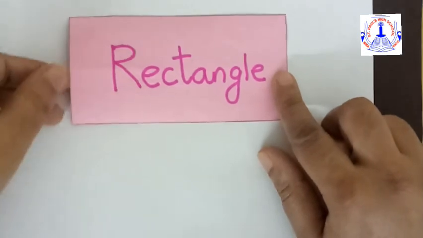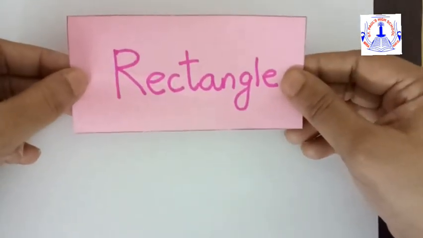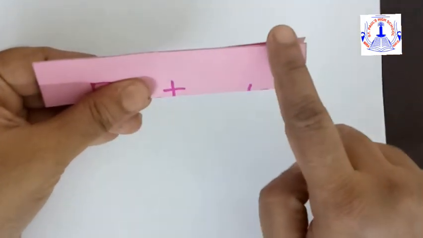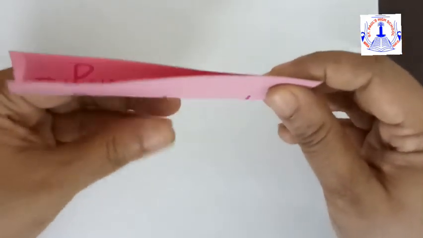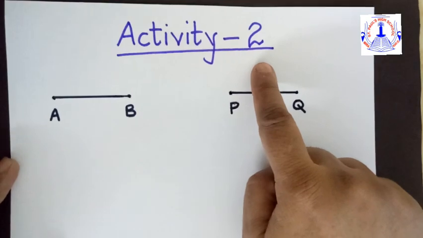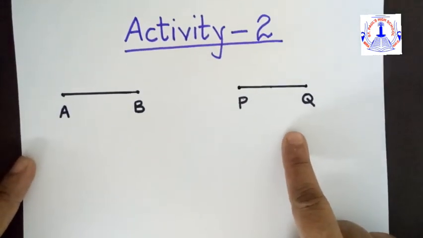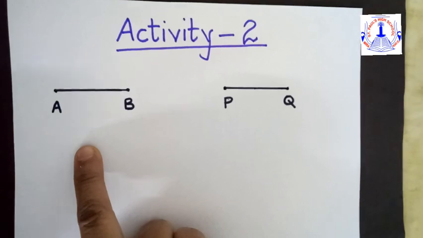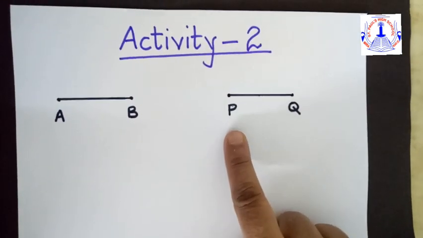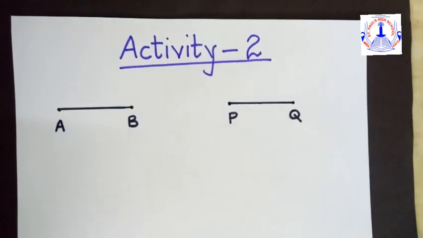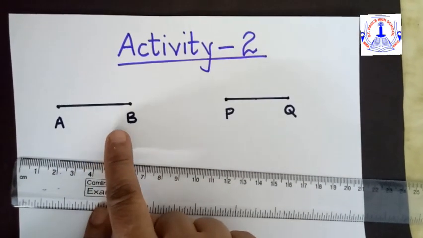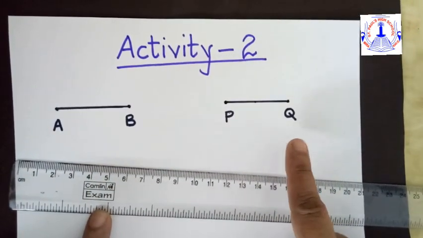Activity 1. Take a rectangular paper, place the opposite sides one upon the other. They coincide exactly. Activity 2. Two segments are given, you can see. Here the name of the segment is segment AB and the second one is segment PQ. Using the ruler, measure the length of segment AB and segment PQ.